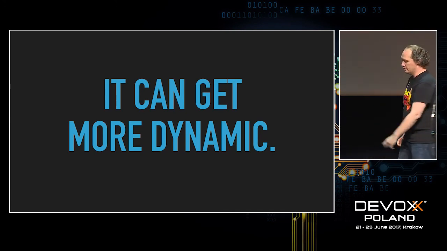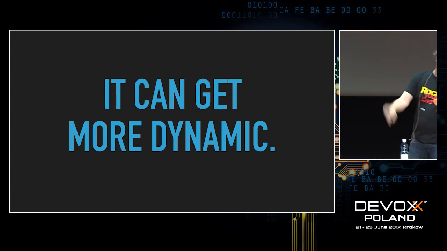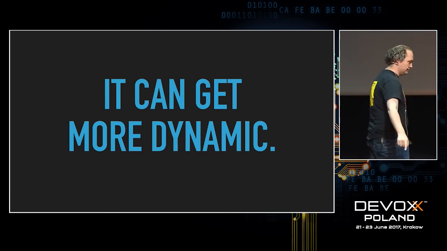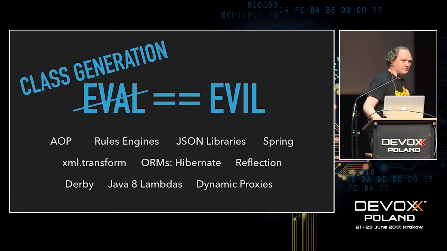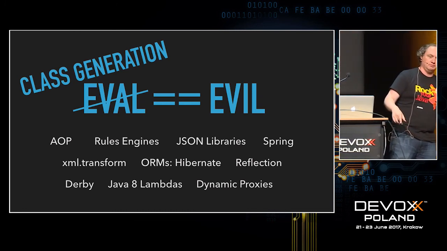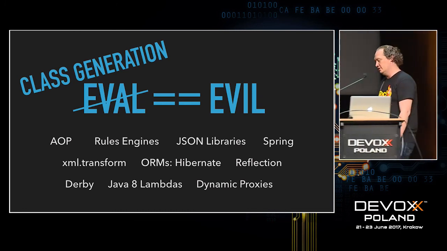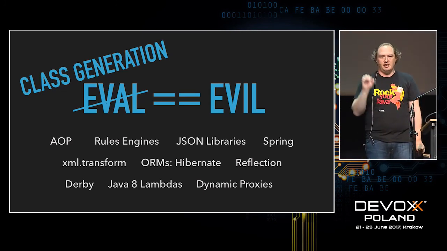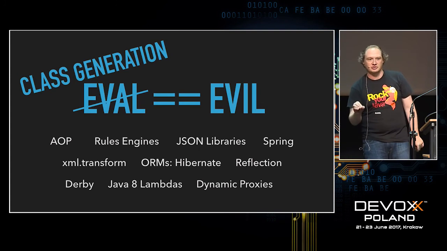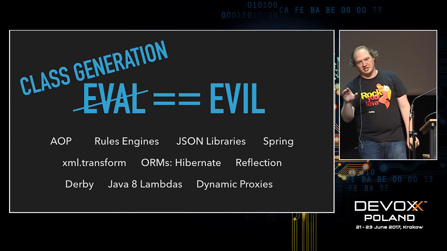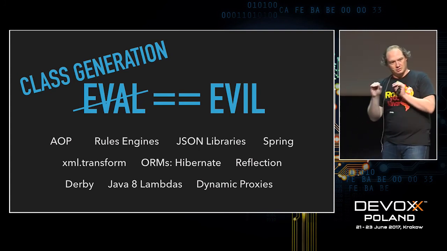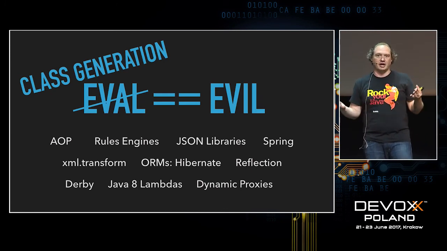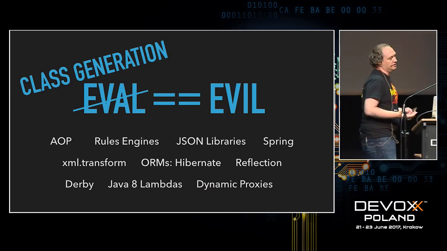But in fact, it actually gets worse. I told you it could get more dynamic. I lied. It can. There's this notion in JavaScript that eval is evil. I'm semi-inclined to agree. Guess what? Java users, you are the most heavy users of eval in the world. Okay, it's not called eval, it's called bytecode, runtime bytecode generation. And they're like, I don't do that. What are you talking about?